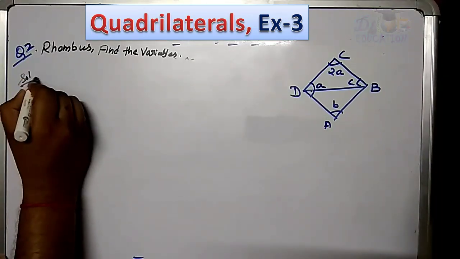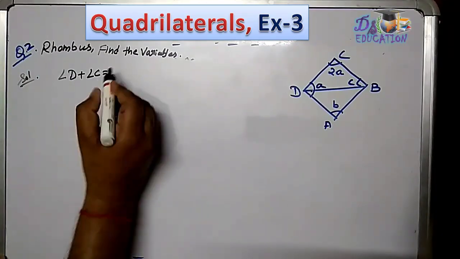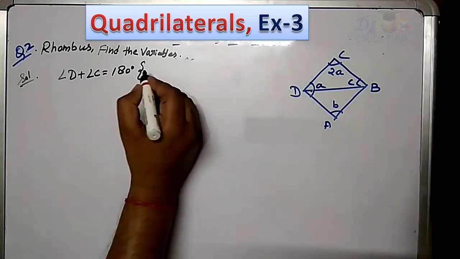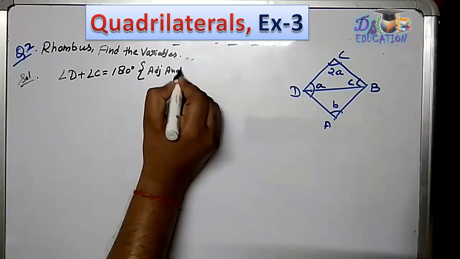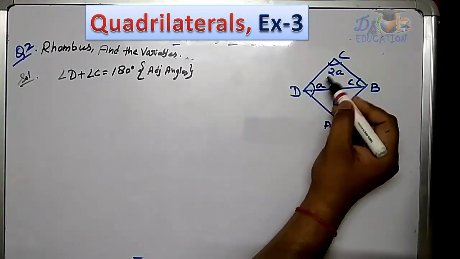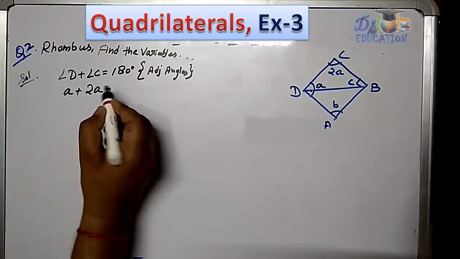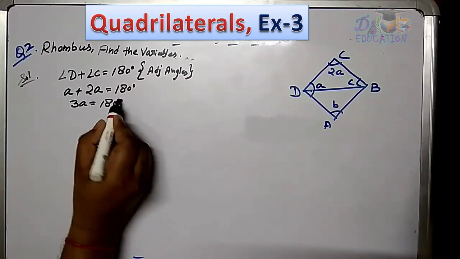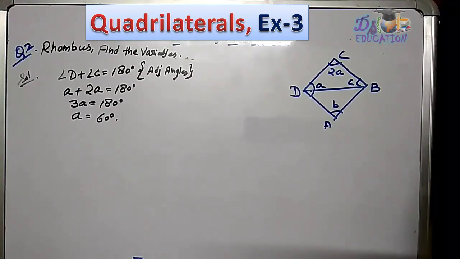Now here also, if we talk about angle D plus angle C, it will be equal to 180 degree. Why so? Because they are adjacent angles. We have studied in the previous lectures, both are adjacent angles. So angle D is given A and angle C is given 2A. It will be equal to 180 degree. Adding them, 3A is equal to 180 degree. A is equal to 60 degree. Okay, understood?